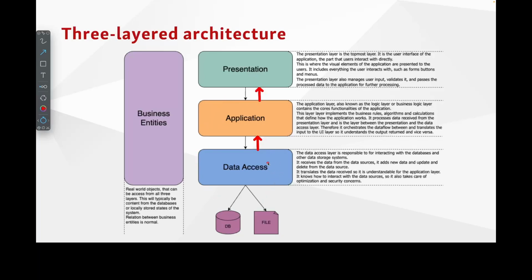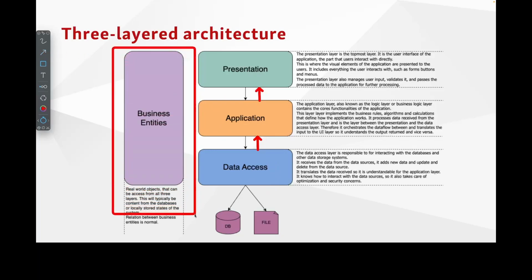The last thing we should talk about is the business entities. Business entities are real-world objects that can be accessed from all three layers. This will typically be content from databases or locally stored states of the system or something like that. And then it is normal that there is a relation between entities. So that is okay.